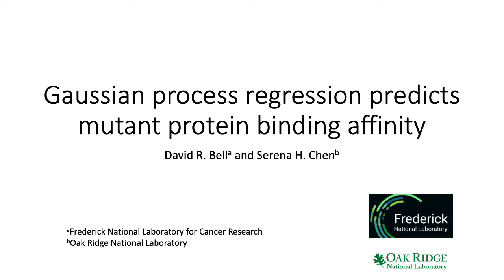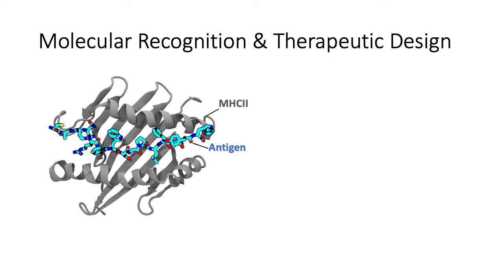And without further ado, I will discuss our work using Gaussian process regression to predict mutant protein binding affinity. In this work, we are interested in the concept of molecular recognition and therapeutic design. We are focusing on the MHC2 antigen system, and so here we have an antigen binding to the MHC2 cleft, which would then bind T cells and stimulate an immune response. In particular, we can mutate the antigen for increased or decreased immune response as mediated through its binding affinity.